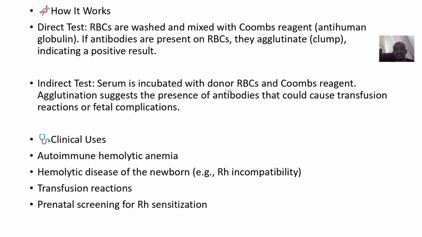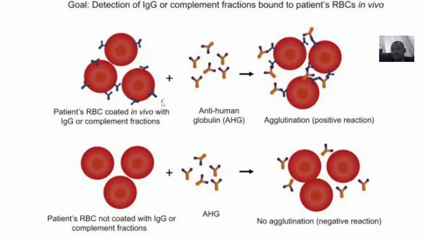So how does it work? In the direct test, red blood cells are washed and mixed with the Coombs reagent, that's antihuman globulin. If antibodies are present on the red blood cells, they agglutinate, they clump together, indicating a positive result. In the indirect one, serum is incubated with donor RBCs and Coombs reagent. Agglutination suggests the presence of antibodies that could cause a transfusion reaction or fetal complications. They're just floating, so they could cause issues later on.